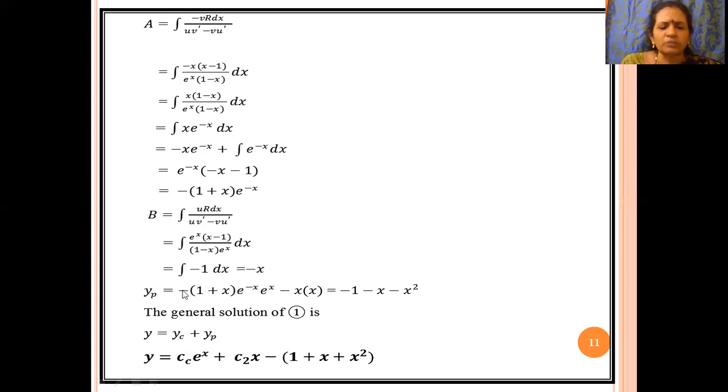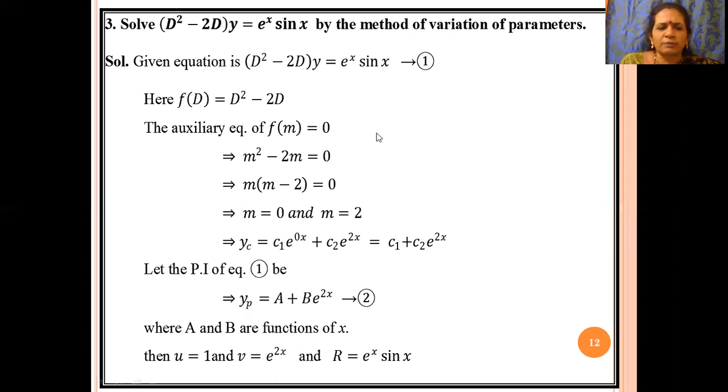Using these two values, then find out the particular integral yp. So the particular integral is yp. Now after getting yp, already we got yc, then go to the general solution of 1, which is yc plus yp, right? So this is the general solution of equation 1, right? Now, the second problem is completed.